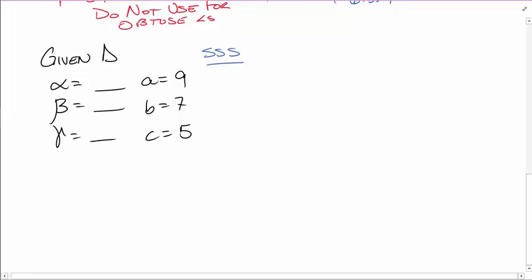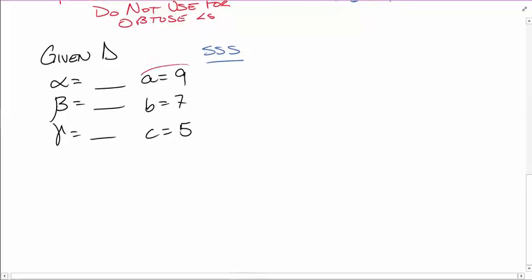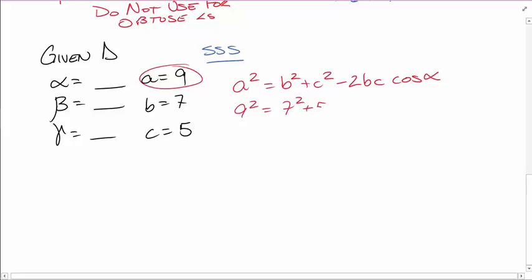Because this is side, side, side, I have to at least start with the law of cosines. Because the law of cosines will be better with obtuse angles, I'm going to start by trying to find alpha. Opposite of the largest side would be the largest angle. If that's obtuse, the law of cosines is what's going to get it done for me. So I'm going to start with the iteration that says a squared equals b squared plus c squared minus 2bc cosine of alpha. 9 squared equals 7 squared plus 5 squared minus 2 times 7 times 5, cosine of alpha. This is going to require some work on our part.